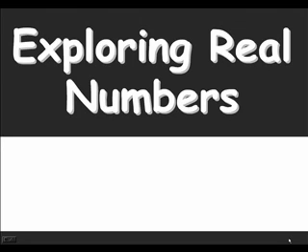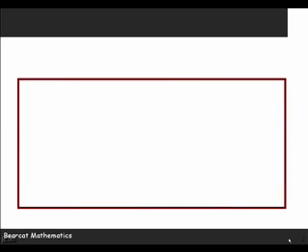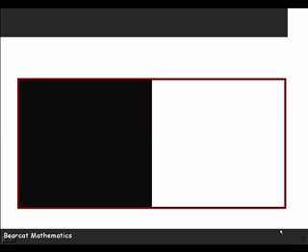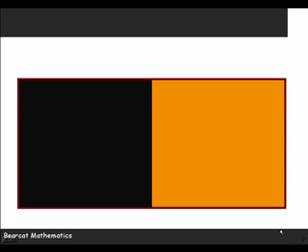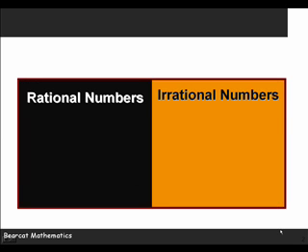This lesson is entitled Exploring Real Numbers. The real numbers system is a set of numbers of all the possible numbers that we could actually study. The real numbers aren't all the numbers we could study, but they're the first group of numbers that we study in high school mathematics. The real number system is split up into two categories. We have the rational numbers and we have the irrational numbers.